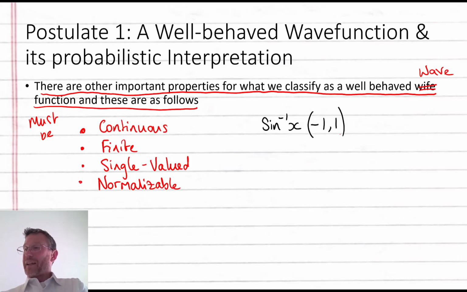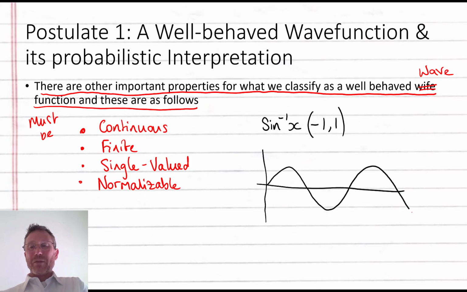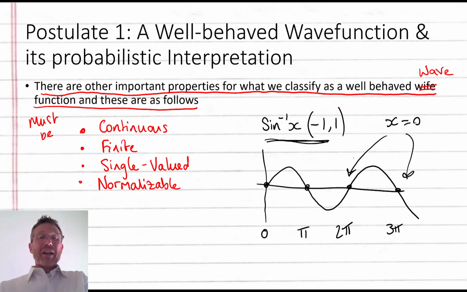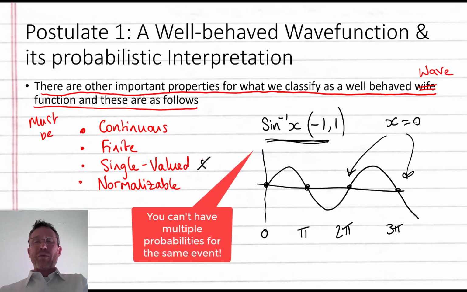But why is this not an acceptable function? It turns out in this particular case that it's multi-valued. If we imagine, let's just draw a sine function for a moment. It looks something like this. This illustrates the point that the sine of that number ends up being equal to 0 for many positions, for example, at 0, at pi, 2 pi, 3 pi, etc. So if we plot this function at the point when x is equal to 0, we're going to find that there are multiple values that we could plot. In fact, this function ends up being multi-valued, so we can cross it out and say it's not a well-behaved wave function.